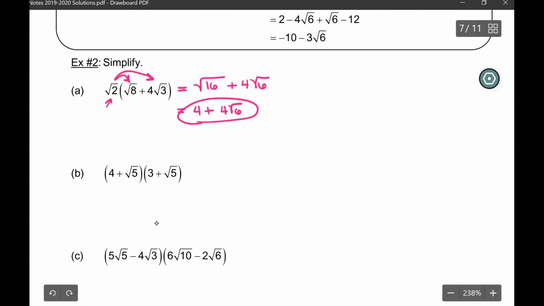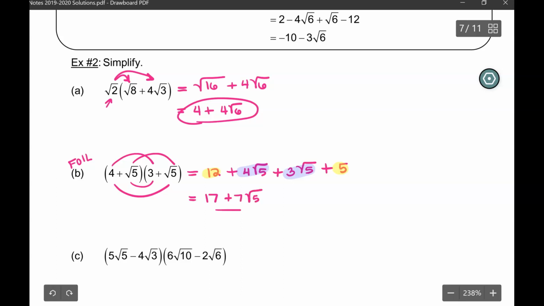Okay, next one. Since I have two terms, a binomial and a binomial, I have to FOIL here. So I'm going to multiply 4 times 3, so that's 12. The outside is plus 4 root 5, plus inside 3 root 5. And then square root of 5 times square root of 5 is square root of 25, which is 5. Now I'm going to combine, so I can combine the 12 and the 5 gives us 17. And I can combine the 4 root 5 and the 3 root 5 is 7 root 5.